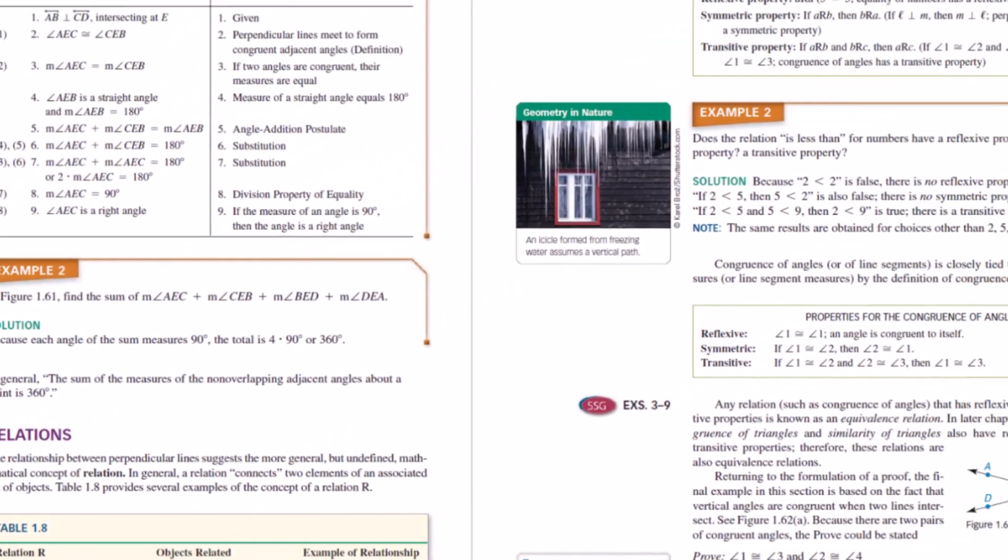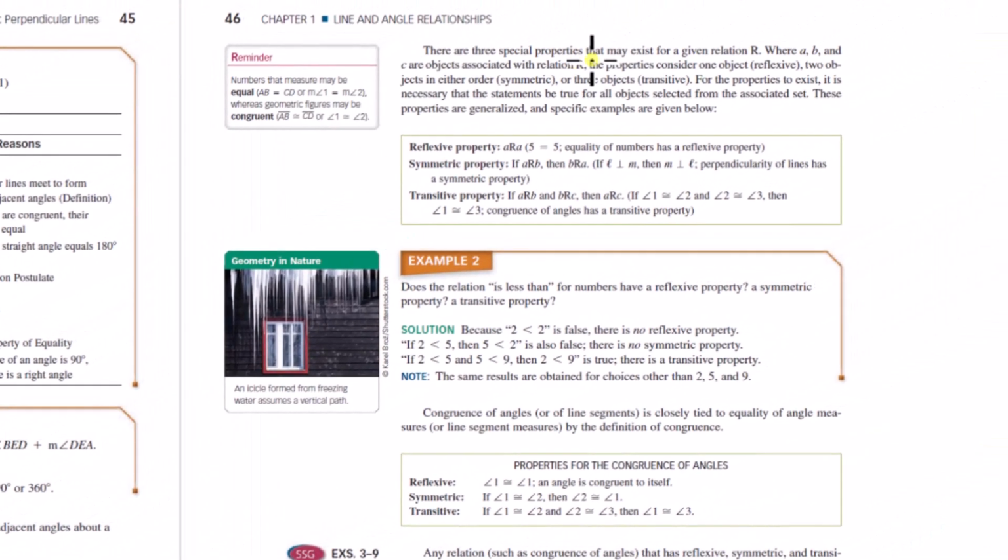All right, there are 3 special properties that may exist for a given relation R, where A, B, and C are objects associated with relation R. The properties consider one object reflexive, 2 objects in either order symmetric, or 3 objects transitive. For the properties to exist, it is necessary that the statements be true for all objects selected from the associated set. These properties are generalized, and specific examples are given below.